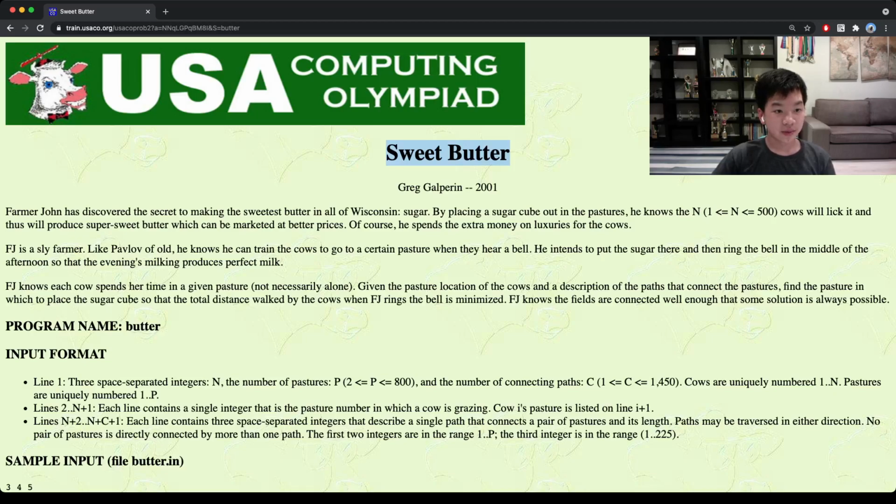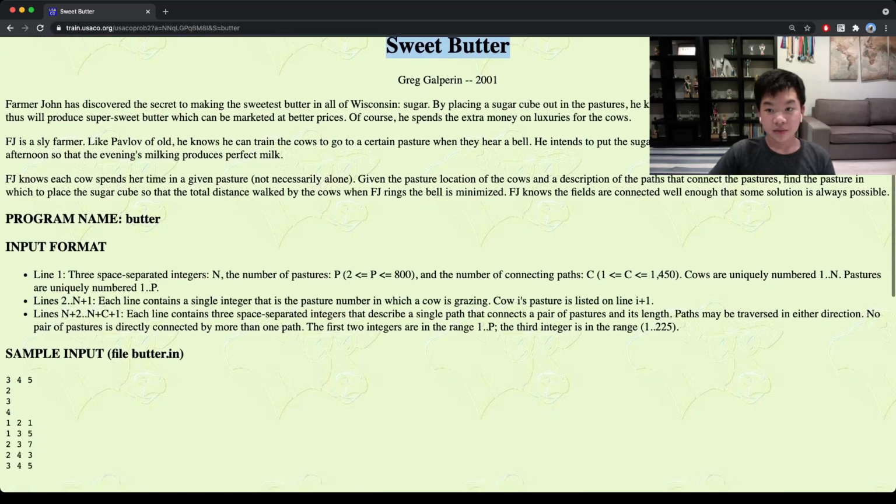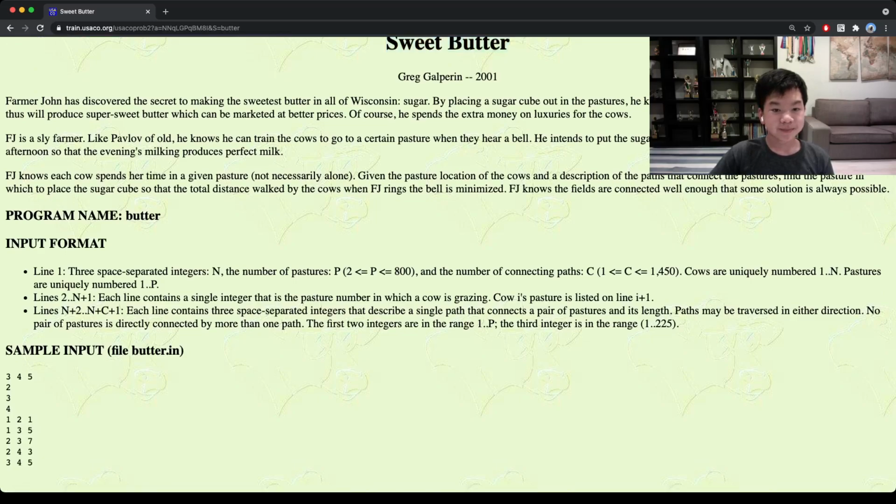Farmer John has discovered the secret to making the sweetest butter in all of Wisconsin: sugar. When he places a sugar cube in a pasture, he knows that his cows would go to that pasture, or in other words, lick the sugar cube. There are N cows and P pastures, and the N cows are distributed among those P pastures.